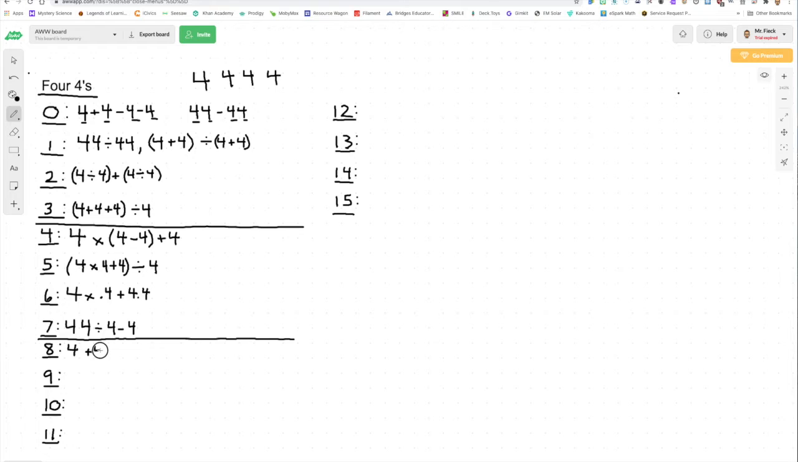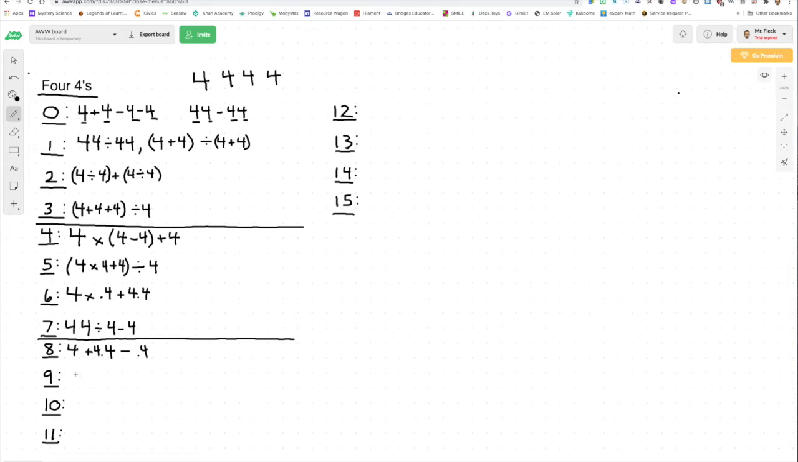So for 8, here's one that I came up with: 4 plus 4.4 minus 0.4. So 4 plus 4 and 4 tenths is 8, and 4 tenths minus 4 tenths is 8.